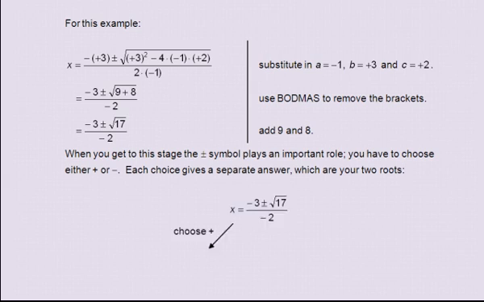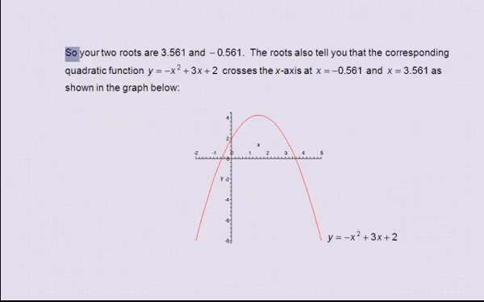If you choose plus, you get x equals minus 3 plus root 17 divided by minus 2, which equals minus 0.561. If you choose minus, you get x equals minus 3 minus root 17, all divided by minus 2, which equals 3.561. So your two roots are 3.561 and minus 0.561.